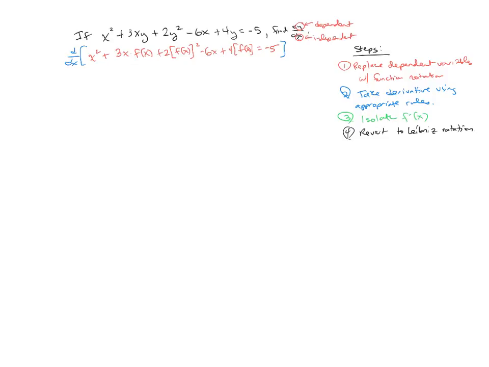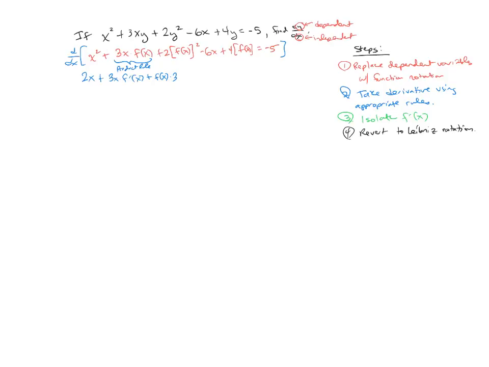This first thing, derivative of x squared, is just going to be 2x times the derivative of x with respect to x, which would be 1, plus. And then for this, because I have a multiplication going on, 3x and f of x, I have to use the product rule. So that would be first, which is 3x, times the derivative of f of x, which is f prime of x, plus second, which is f of x, times the derivative of 3x with respect to x, which is 3.